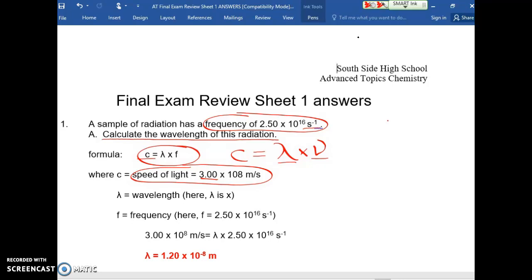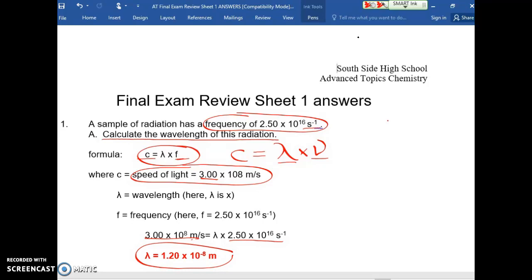So very simply, you're solving for the wavelength, and so you plug in the value for the speed of light and the value for the frequency. You solve, and you try it for yourself. Make sure you get that answer: 1.2 times 10 to the negative 8 meters.